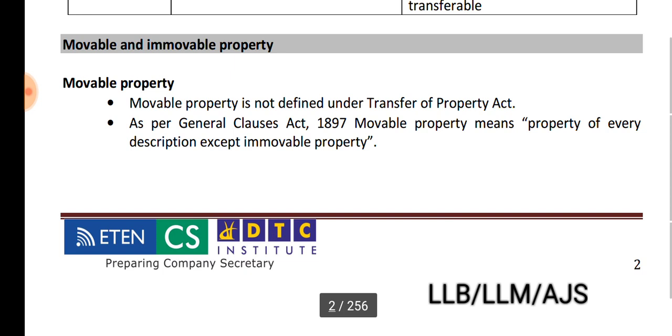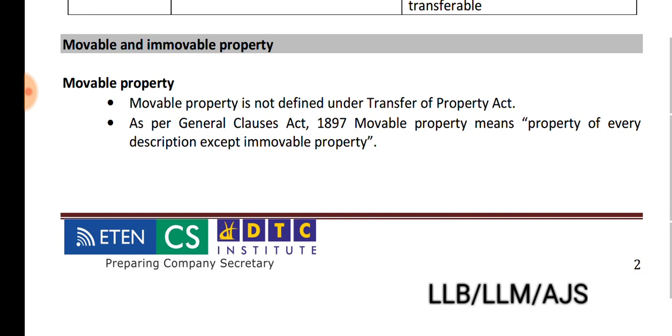Then comes movable and immovable property. That's very easy. We have to know the definition of movable and immovable property, because the Transfer of Property Act deals with only transfer of immovable property, except in a few other cases. But the Sale of Goods Act deals with transfer of movable property. So we need to know the definitions of movable property as well as immovable property.